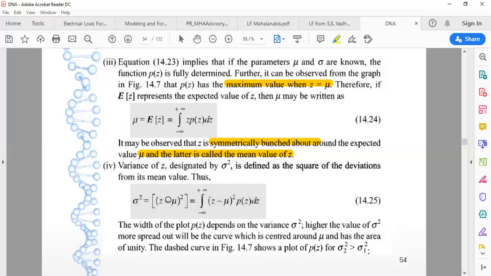Over here, the standard deviation is nothing but the deviation from the actual value to its mean. Sigma squared is designated as variance. So keep this in mind: sigma is the standard deviation, but variance is the square of this. Variance is defined as the square of the standard deviation.